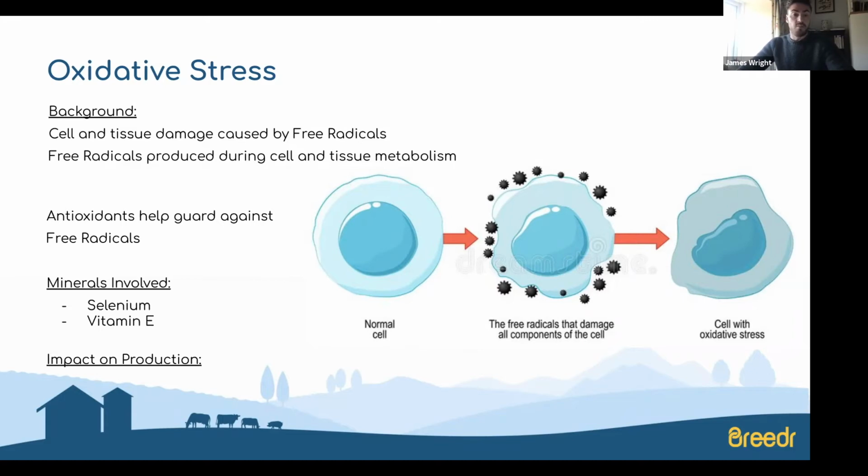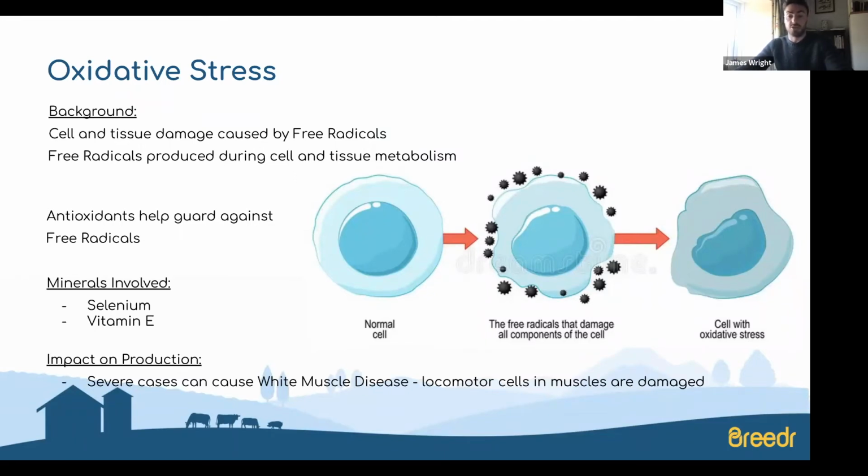Where we find selenium and vitamin E is really important is because if those free radicals are destroying cells, then that's where we get things like white muscle disease, which is where those locomotor cells in the muscles are damaged. Slightly less severe than white muscle disease, you will get cell damage to the muscles, which will impact on growth rates, but that can also impact on our carcass quality and conformation. So again, still really, really important.